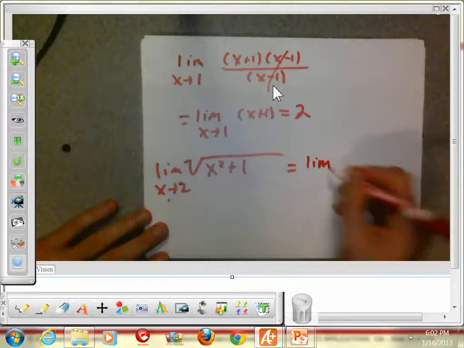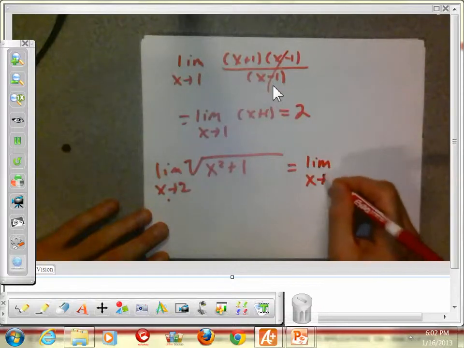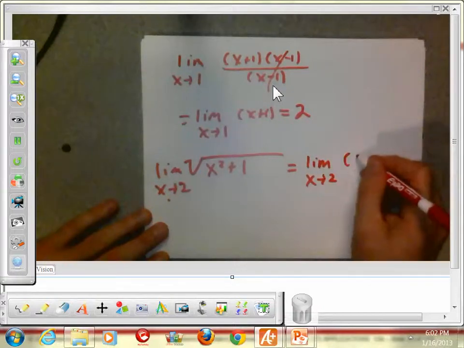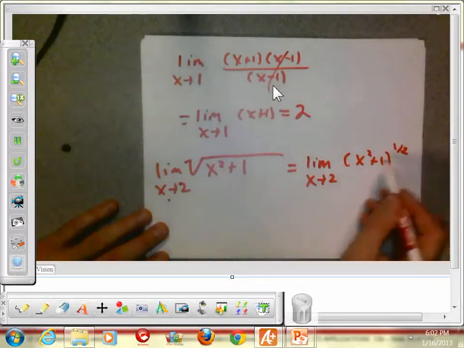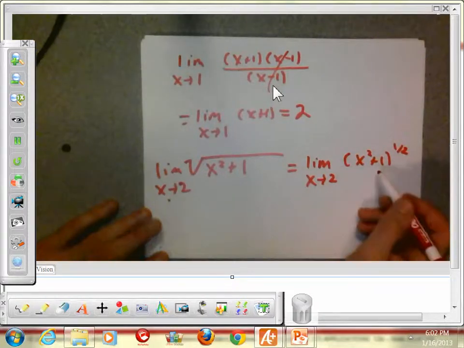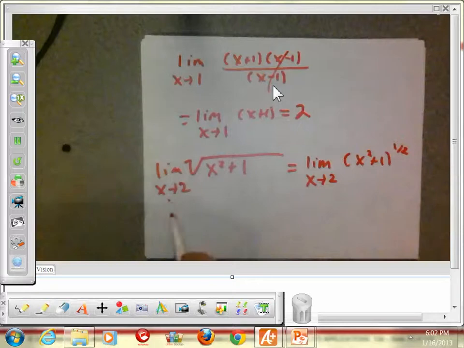This is equal to the limit as x goes to 2 of x squared plus 1 raised to the 1/2. Whenever you have something raised to a power, you can bring this limit inside. So when you have a square root, you can just move the limit inside the square root, and then work with it. Since that's a polynomial, you can just plug it in. You'll get some more practice with that.